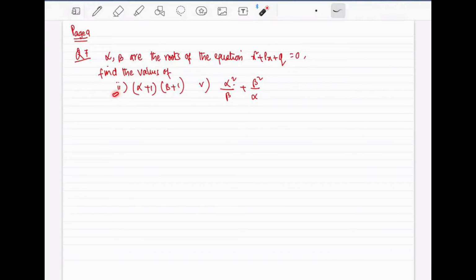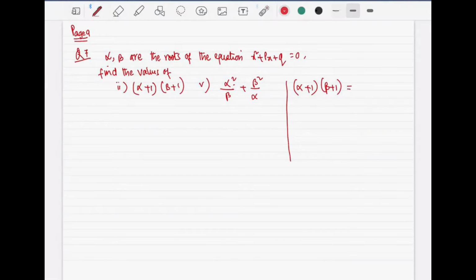And then from Roman number 5, this is alpha square by beta plus beta square by alpha. This one is a little bit easy. This is also easy, but it will be a little bit longer. First of all, let's see what this will produce. Let's do it on the side, just to see what the question wants us to do: alpha plus 1 whole bracket, beta plus 1 whole bracket.